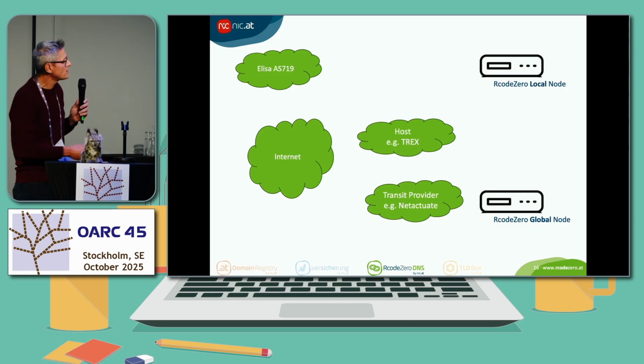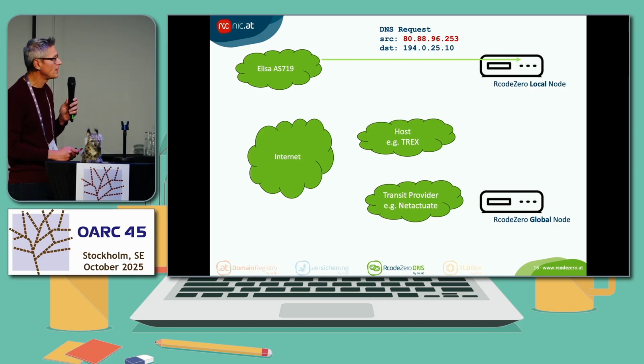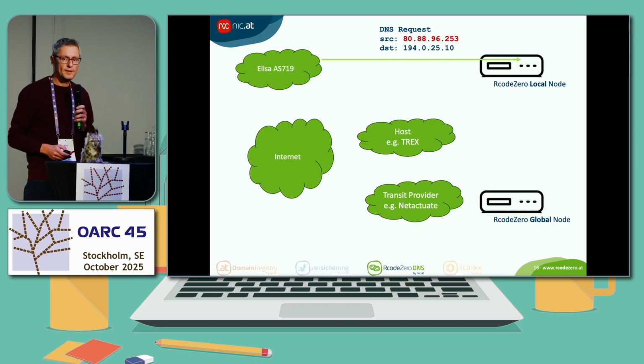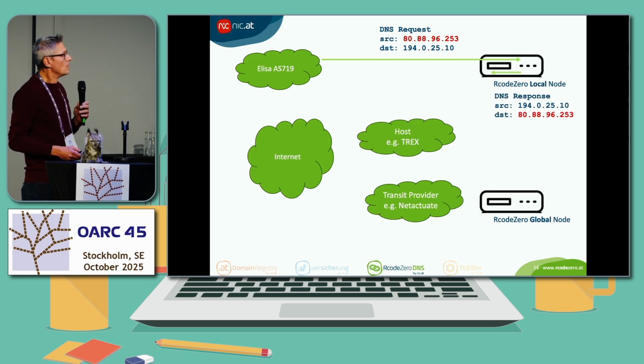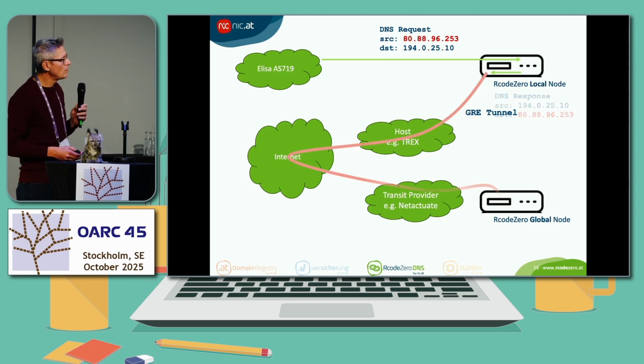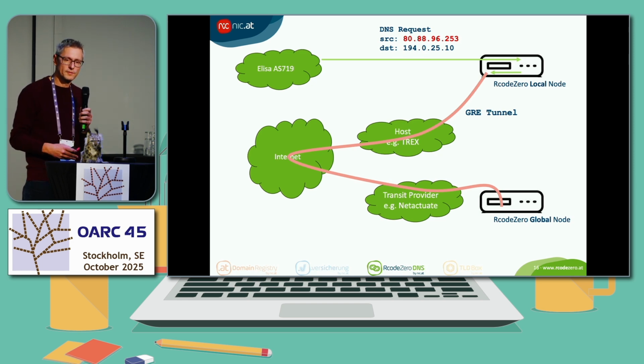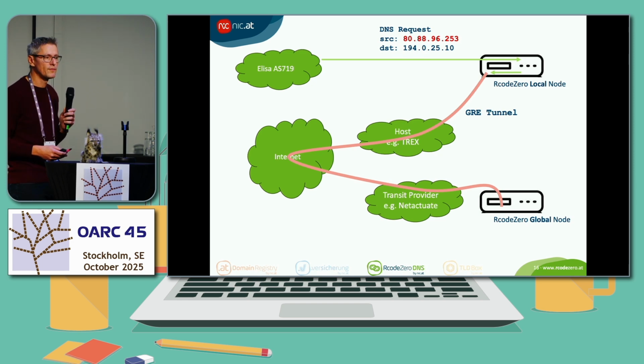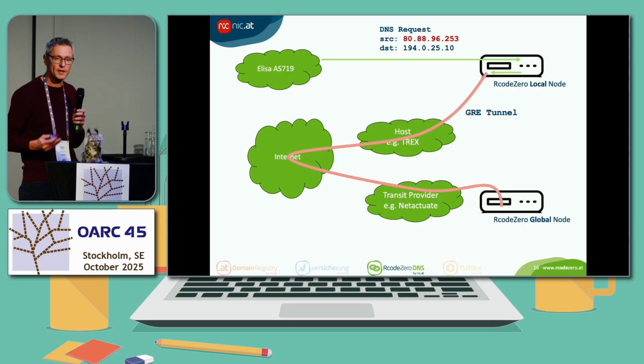So, back to the example with the Internet Exchange in Tampere. If now Elisa sends us a DNS request from a source IP address which is not available on the Internet Exchange, so asymmetric routing, the response is not sent directly out on the default route, but we have created a GRE tunnel to one of our global nodes. And we just have a default route that points into the GRE tunnel.